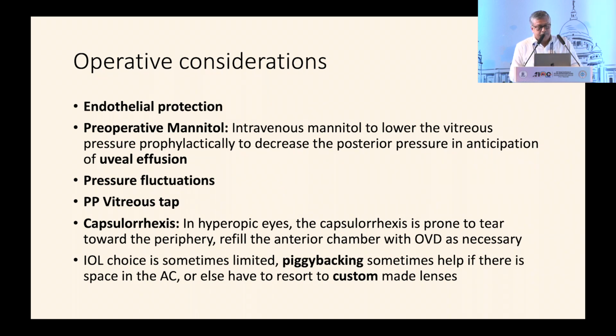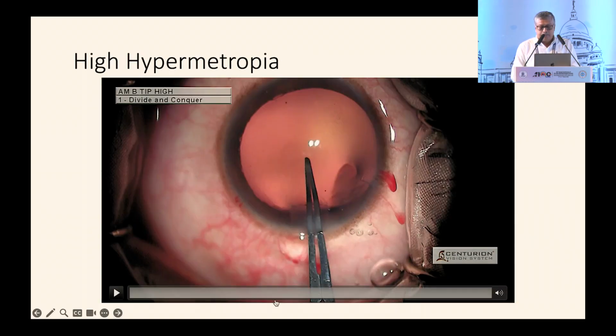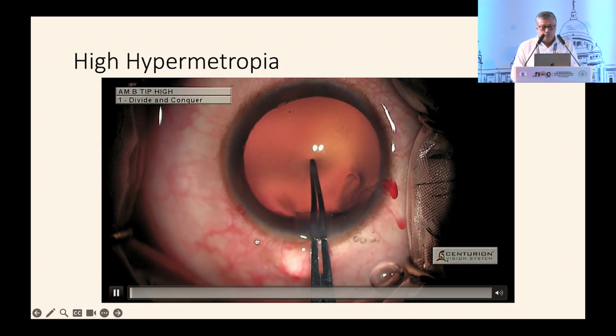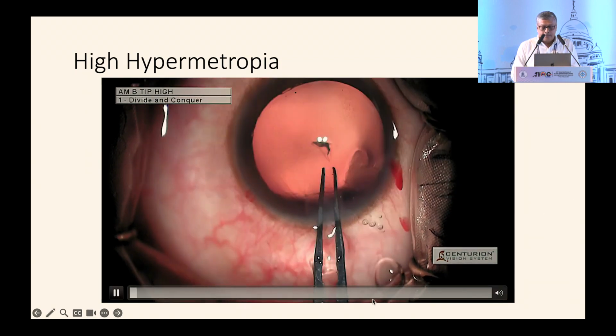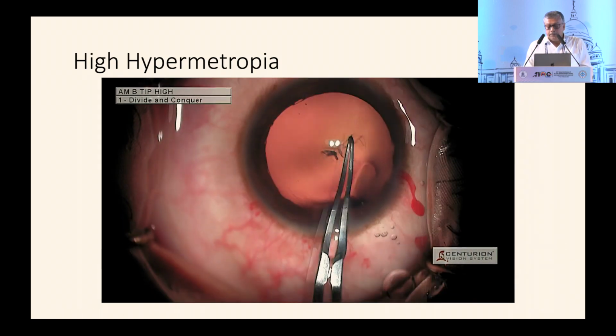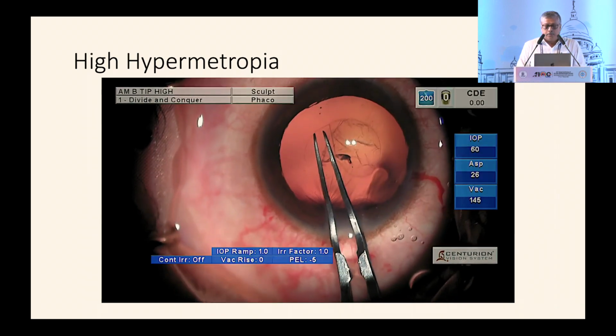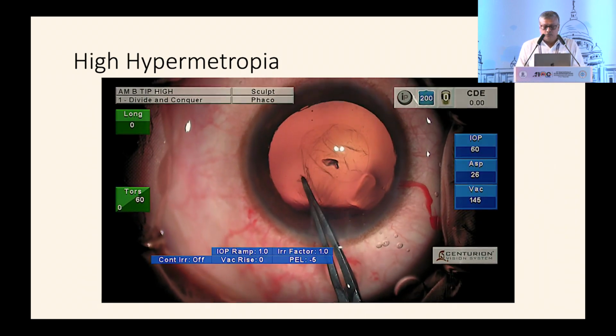IOL choice is sometimes limited. Piggybacking may be an option, but you must use two different materials for piggybacking, or you have to resort to custom-made lenses. And regarding the surgical part, I have already told that you have to maintain the anterior chamber, and that is the mool mantra, and nothing specific. But if you are anticipating choroidal effusion, then you have to do a sclerotomy either by yourself, or you have to refer to a VR guy who will do the thing for you.